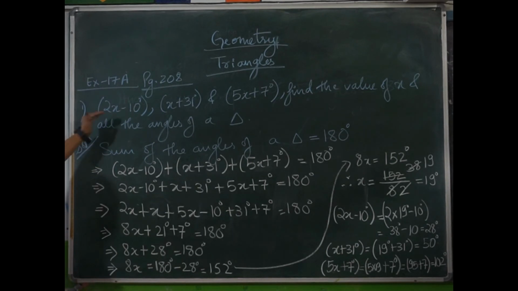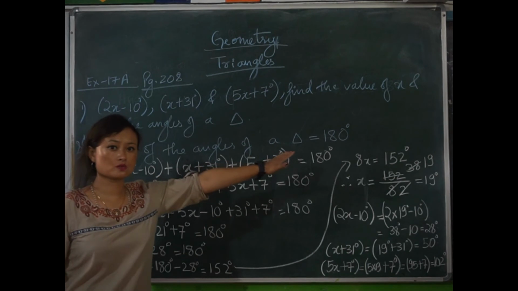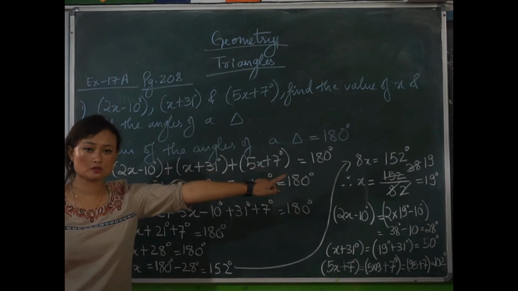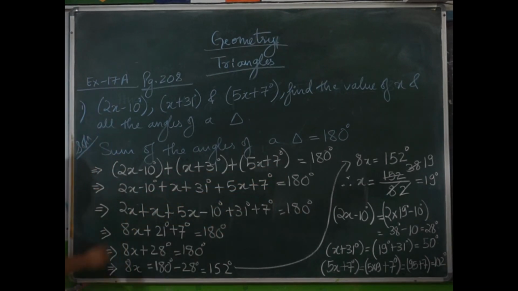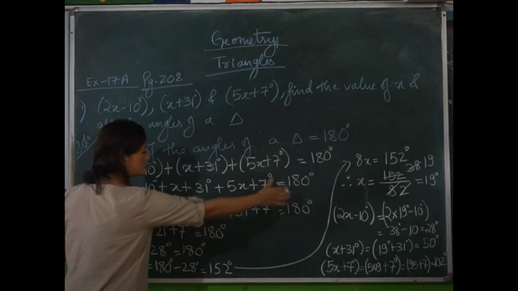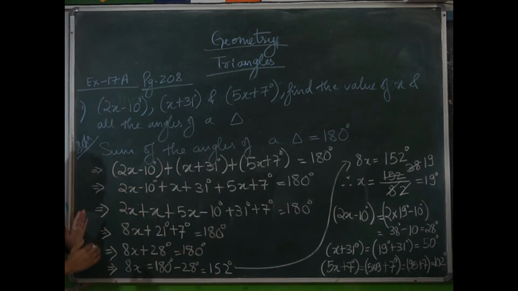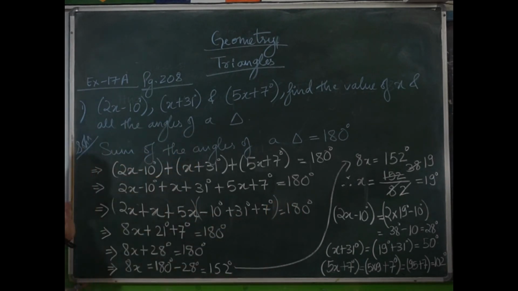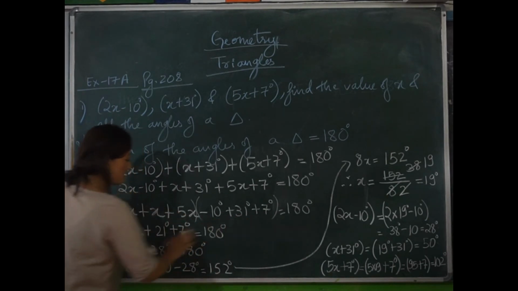So how do we find the value of x? We know the 3 angles are given to us. From the angle sum property, the sum of the angles of a triangle is equal to 180 degrees. Just add the 3 angles given here, which should be equal to 180 degrees. Then open the bracket. Then rearrange them such that the like terms are together, and then add or subtract according to the signs given.